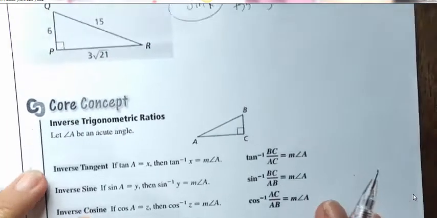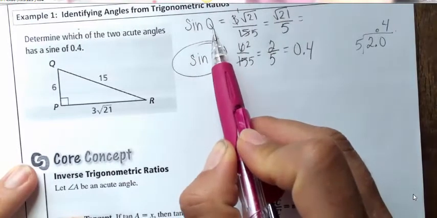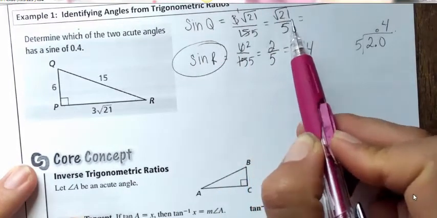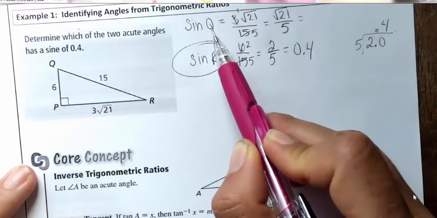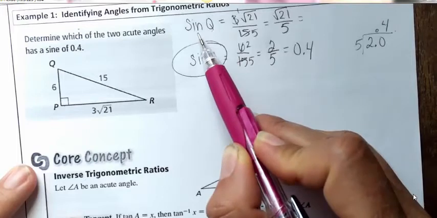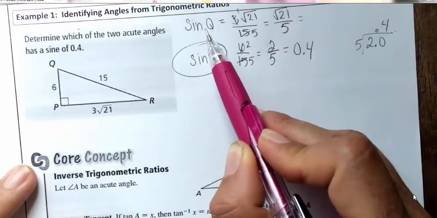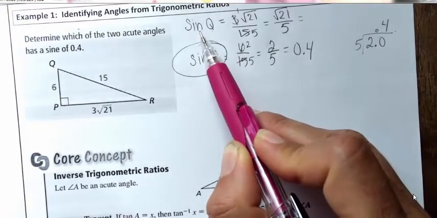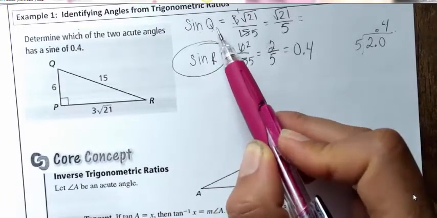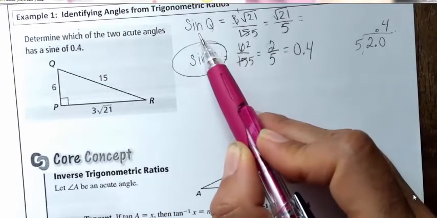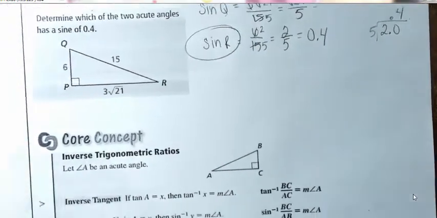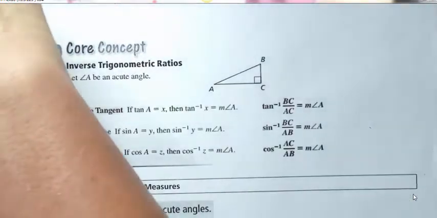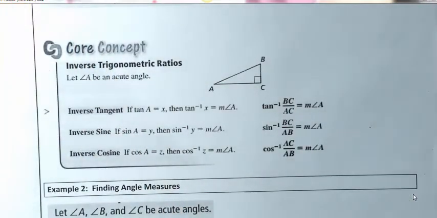So, for example, sine of q equals square root of 21 over 5. If I wanted to figure out what q was, I'd have to get q by itself. I can't divide by sine, because sine is nothing without an input. So the only thing I can do is use the inverse of sine to get q out. Okay? So that's basically what they're saying here. These are very important, and we're going to learn these next year and the following year. We're going to use these a lot.